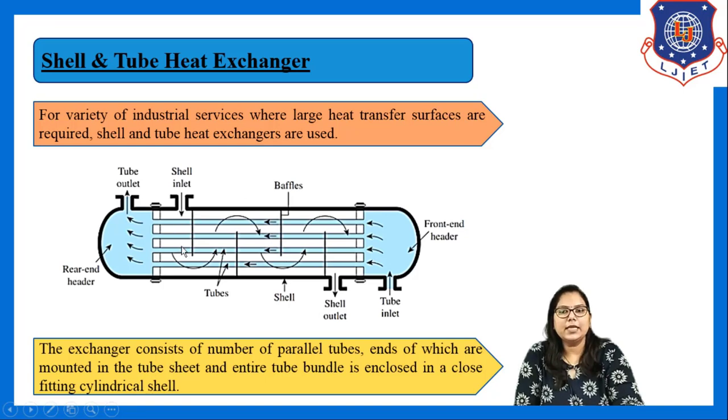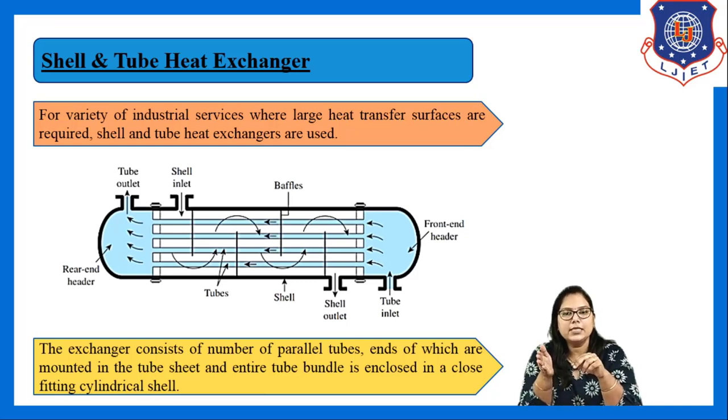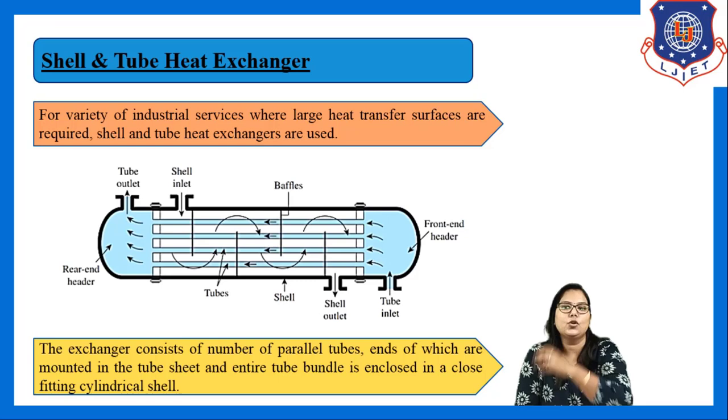This exchanger consists of a number of parallel tubes, the ends of which are mounted in a tube sheet. These are the number of tubes. The tubes are mounted on the tube sheet, and that entire tube bundle is enclosed inside a close fitting cylindrical shell. So that is the basic construction of a shell and tube heat exchanger. A number of tubes are mounted on a tube sheet, and that tube bundle goes into the close fitting cylindrical shell.